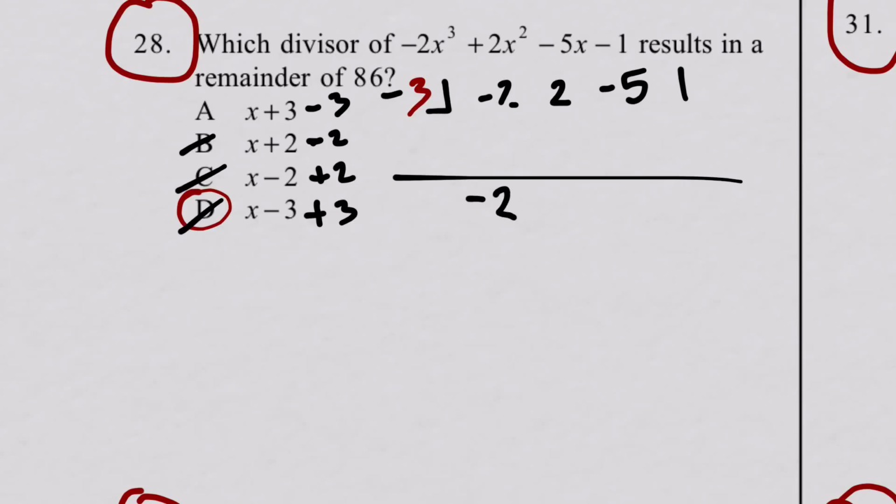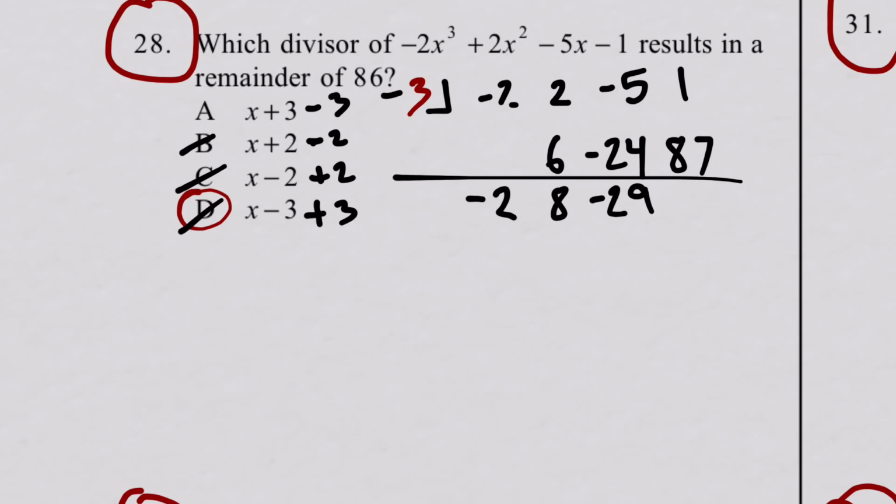Negative 3 times negative 2 is 6. 6 and 2 makes 8. Negative 3 times 8 is negative 24. Negative 5 and negative 24 is negative 29. Negative 3 times negative 29 is going to be 3 times 9 is 27, 3 times 2 is 6, 87. Oh, I see the mistake. Does anybody else see it? I hope you saw it before I did. This problem took way longer than it should have. Okay, I see the mistake.